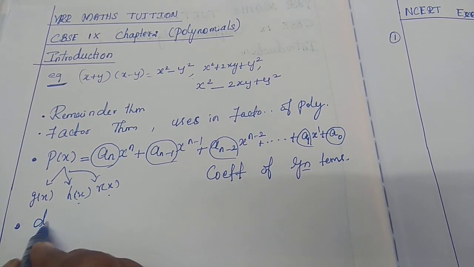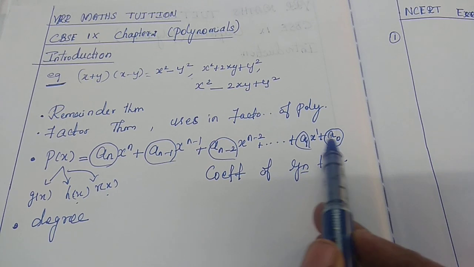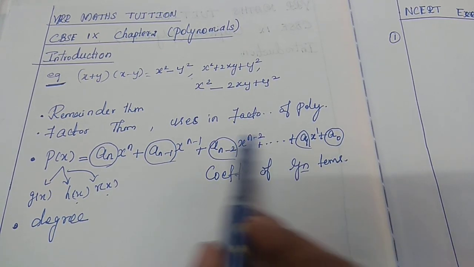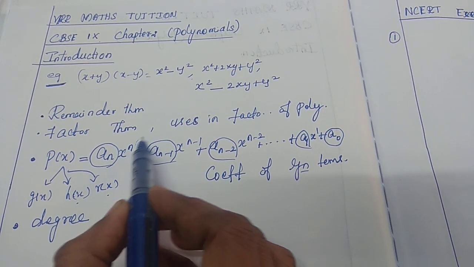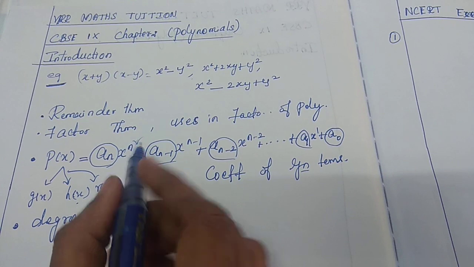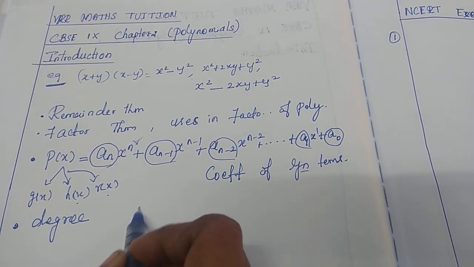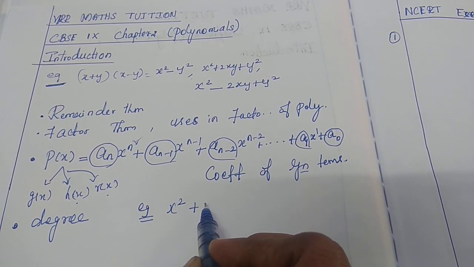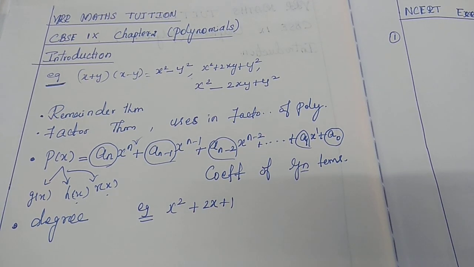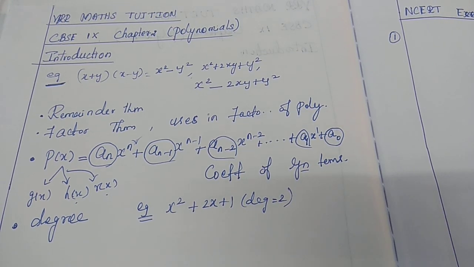Now, degree of the polynomial. Degree means the highest power of the given expression. In this expression, the highest power is n. Therefore, the degree of the expression is n. So, consider an example, say x square plus 2x plus 1. Here the highest power is 2. Therefore, degree is equal to 2.